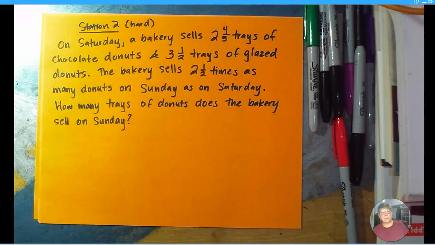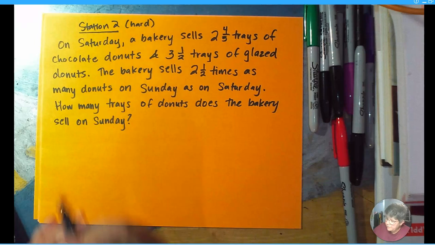All right, here's station number 2, and I'm going to try and go a little faster so that we don't have so many videos, because we're already on video number 3 of lesson 15. On Saturday, a bakery sells 2 4/5 trays of chocolate donuts and 3 1/2 trays of glazed donuts. The bakery sells 2.5 times as many donuts on Sunday as on Saturday. How many trays of donuts does the bakery sell on Sunday?